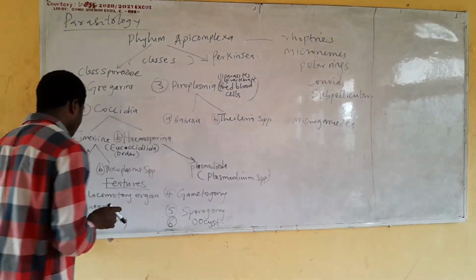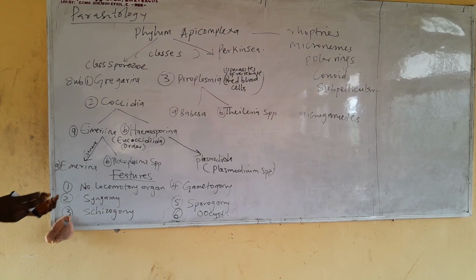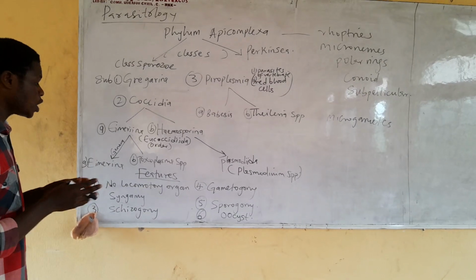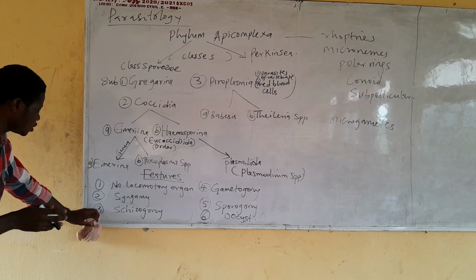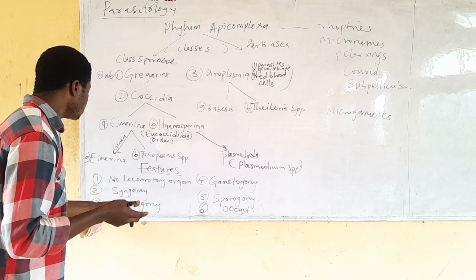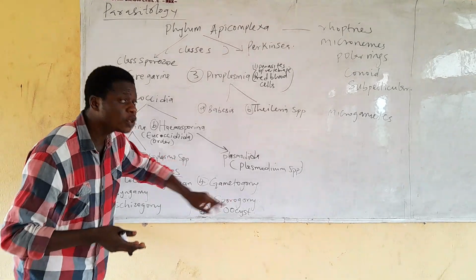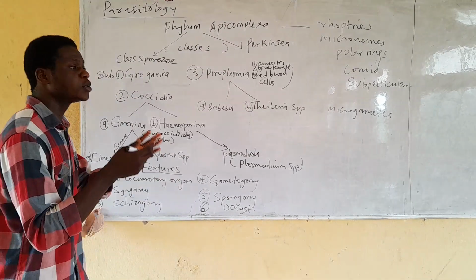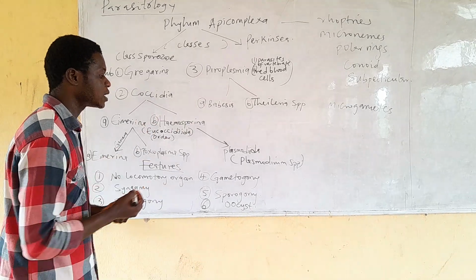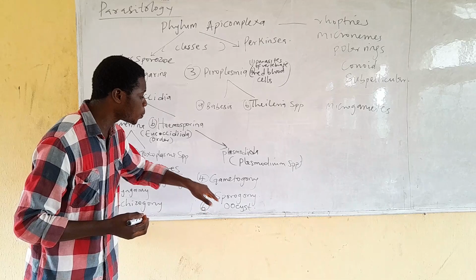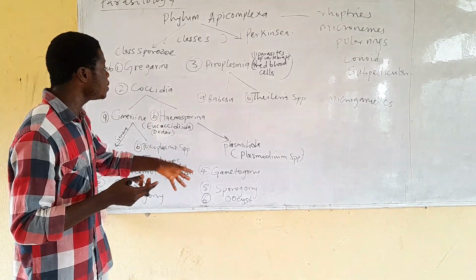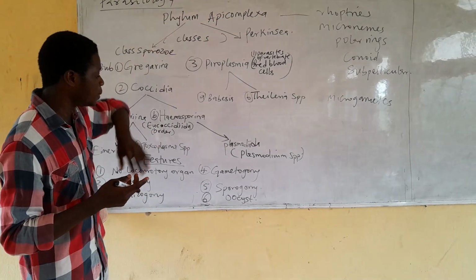Then another feature is syngamy, that is, they reproduce by sexual means. Next we have schizogony, which is asexual multiplication. After schizogony, you find gametogony, which is the process of producing the gametes, where sexual reproduction takes place. Then after gametogony, we find sporogony. Sporogony is just the production of spores. It is one characteristic of this phylum Apicomplexia.